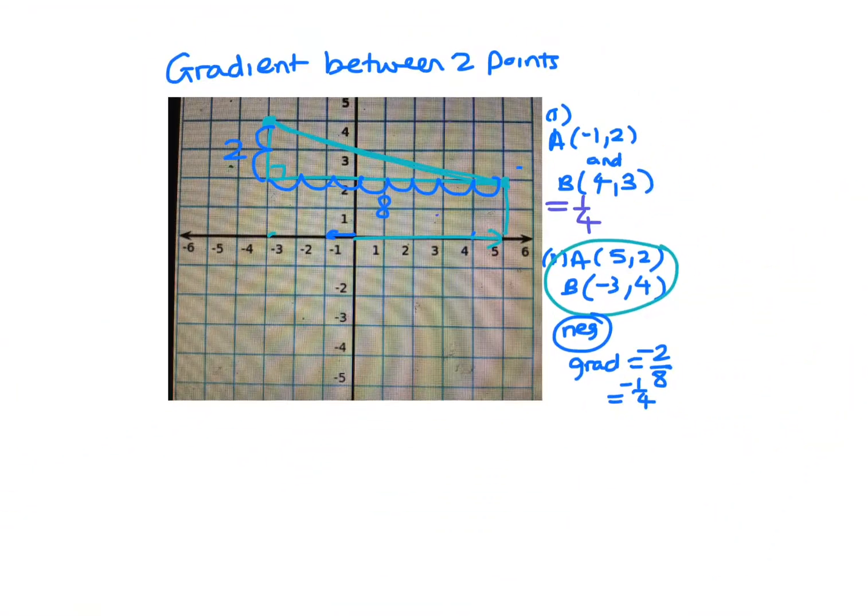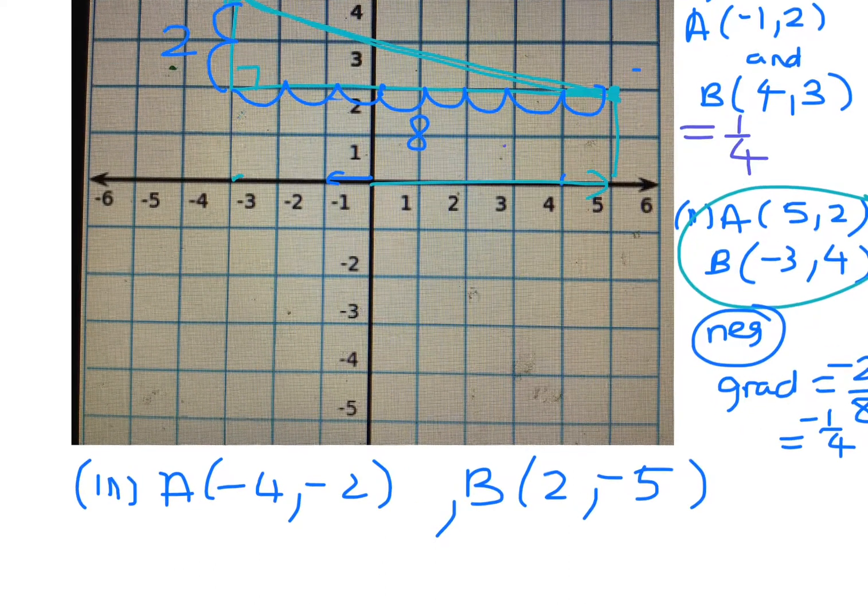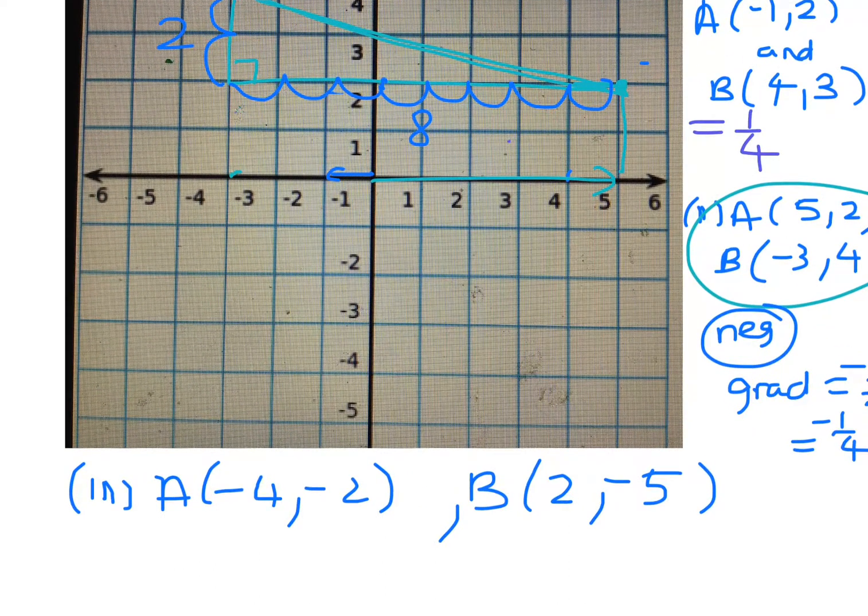And possibly just one more. So let's go A, which is (-4, -2), and B, which is (2, -5). Okay, so let's plot those points. So across -4, so that's that way. Down to 2, so that's that way. That's A. Across 2 and down to 5. So there we go. It is a negative gradient again.